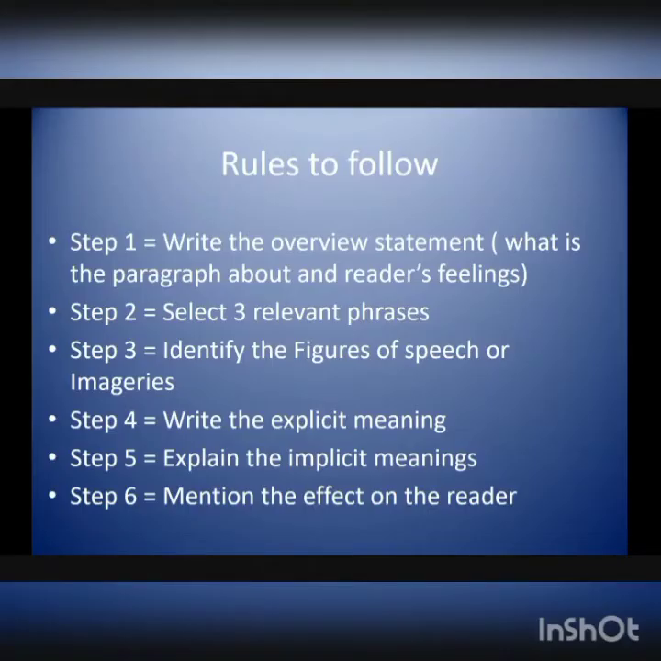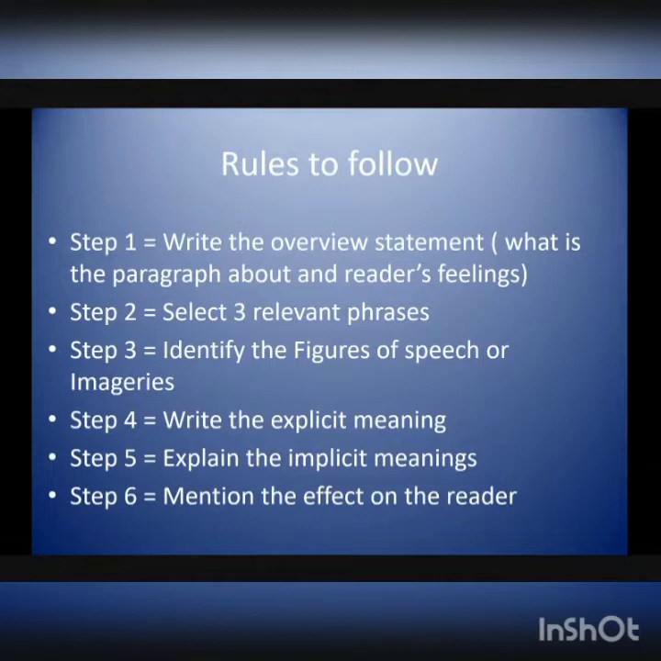Writing an overview statement means that you have to tell me what the paragraph is all about, what exactly the paragraph is describing in detail. After which you select 3 relevant phrases from that paragraph. Example, if I'm questioning you, what kind of a person is Rahul? Then you select 3 phrases related to Rahul. Maybe he is hardworking, he is sincere, he is athletic, he loves sports, anything like that. So 3 phrases related to the personality of the person that you are asked to describe.